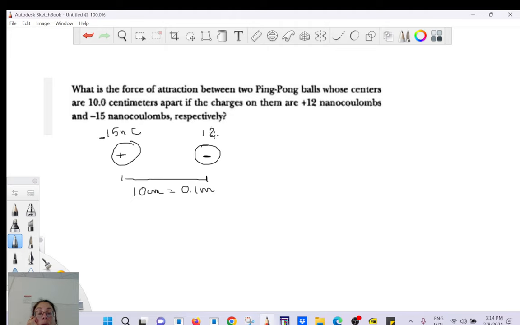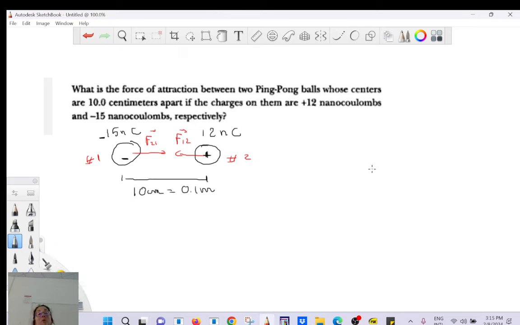And here you have 12 nanocoulomb. No, it's the opposite. This one is negative, this one is positive. So they're going to attract each other, right? So that will be F2 on 1 and F1 on 2. So you see the force is the same.